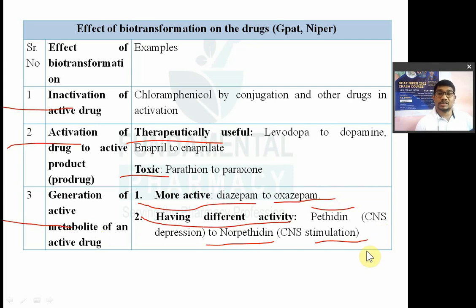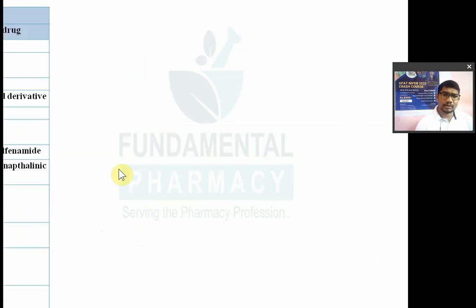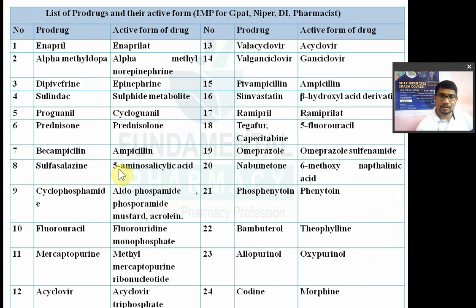Norpethidine is a CNS stimulant drug. Now we'll see what are the different examples of prodrugs. इसके ऊपर बहुत बार क्वेश्चन आ चुके हैं GPAT में. So we'll see different prodrugs and their active metabolites.